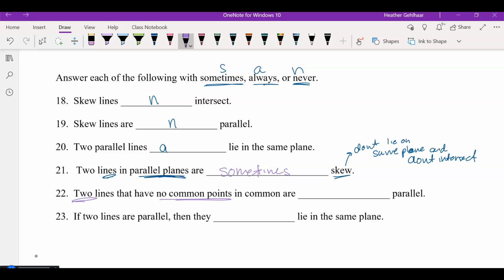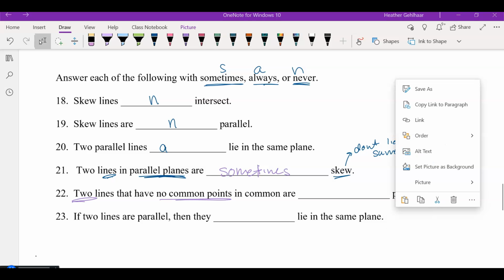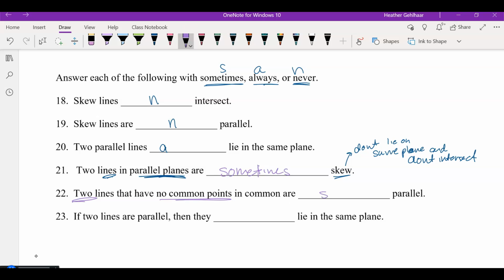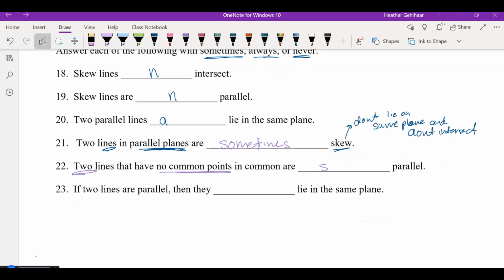Okay, two lines that have no points in common are, well, if they don't have any points in common, let's actually say sometimes, right? They're sometimes parallel because technically they could be on separate planes or they might be on the same plane. It doesn't really specify. Last, finally, it says if two lines are parallel, then they blank on the same plane, right? So if two lines are parallel, they have to lie on the same plane. So this is always. All right, there we have it.